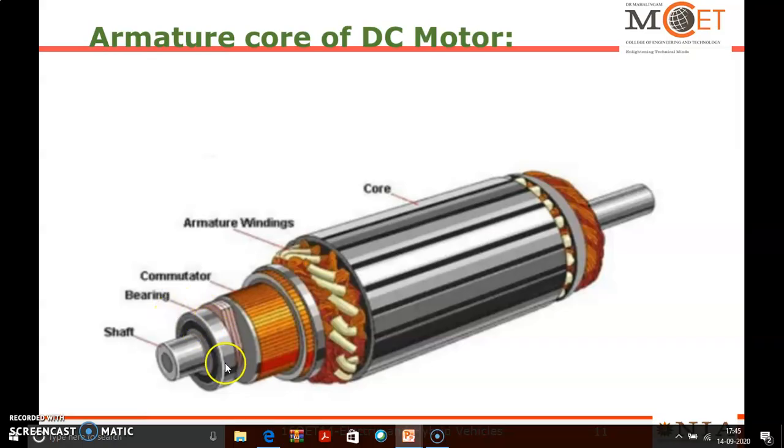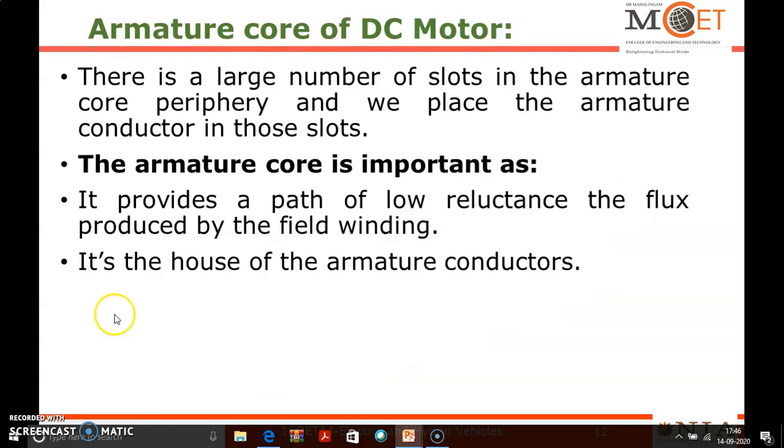To avoid friction loss and sound, we are using the bearings, and the shaft is used to be connected with the mechanical load. The armature core provides a low reluctance path for the flux produced by the field coils or field windings, which are wound on the poles of the DC motor. And this armature core always houses the armature conductors. This armature core is made up of materials like cast iron or cast steel.